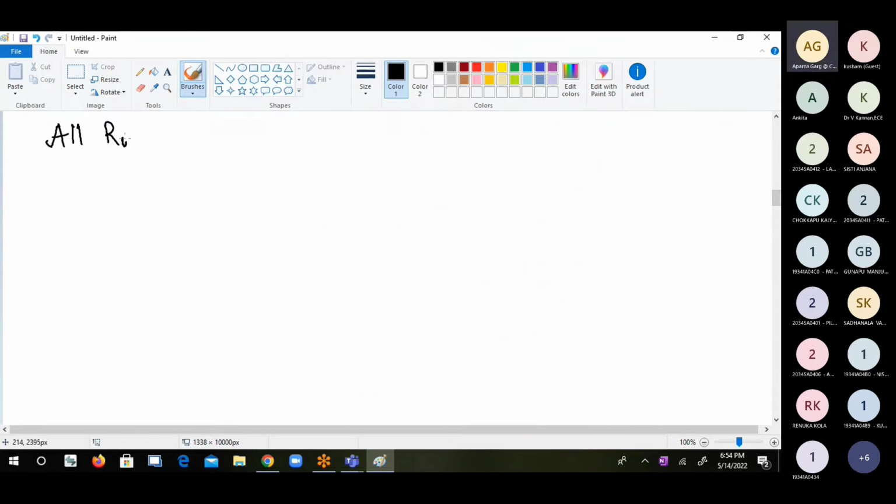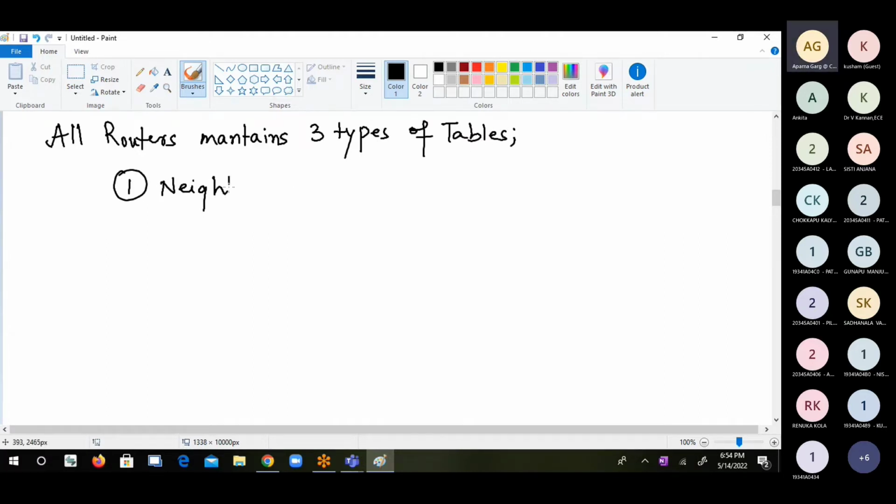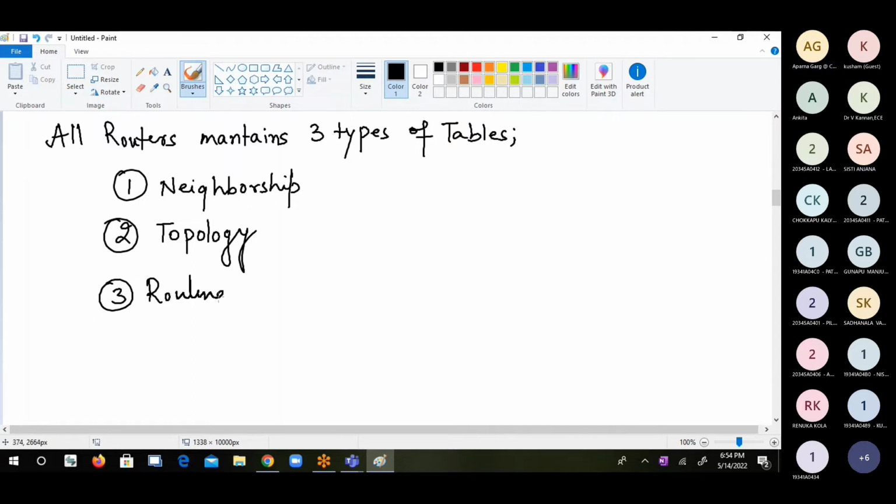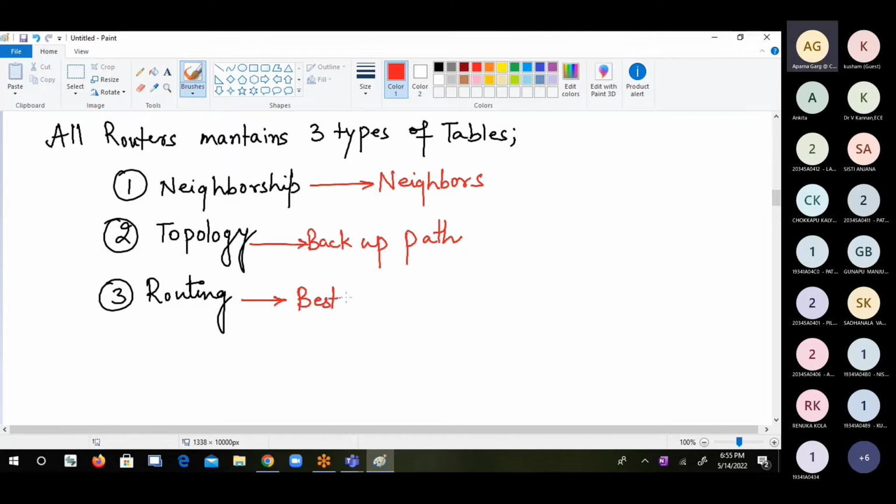All routers in EIGRP maintain 3 types of tables. First is the neighborship table, second is the topology table, and third is the routing table. The neighborship table keeps the entry of all the neighbors. The topology table keeps the entry of the backup paths. So in case your fiber cuts on the best path, which the routing table contains, the router already has the topology table. It checks the backup path and quickly converges to the backup path.